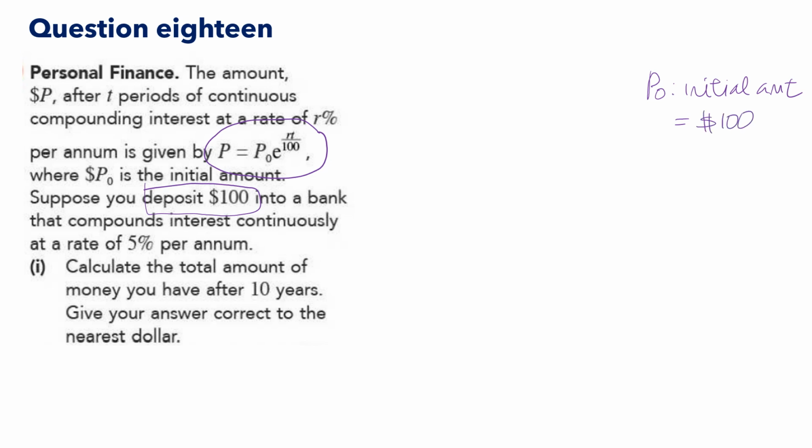And then R represents the rate. The rate is given to be 5% per annum. Per annum means per year. And then of course T is the period, how long you put your money in the bank.